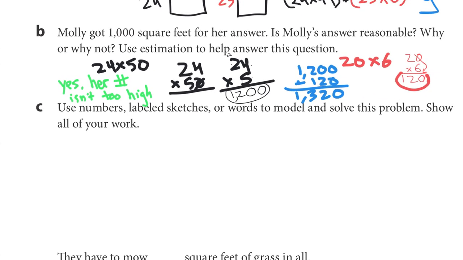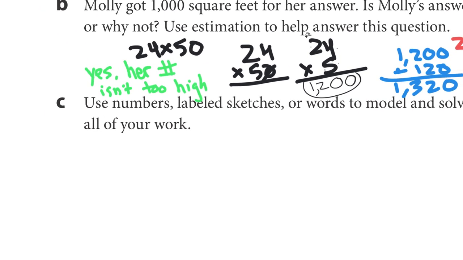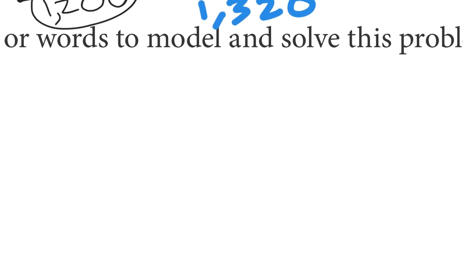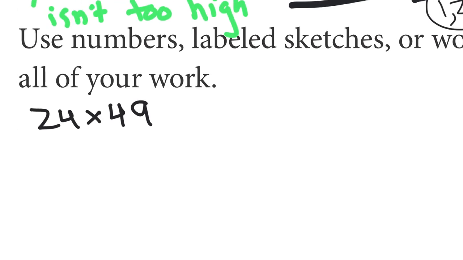Now we actually have to solve the problem. So we now have to look at the black rectangle and the red rectangle and solve it for reals. So we do need, what does that say, 24 times 49. And then way over here, we need, what does it say, 23 times 6. We'll forget that one for a second and come over here.